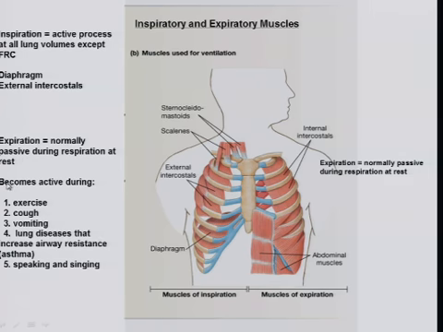So remember, there are different ways that we become active when we exercise. Coughing causes active expiration, as does vomiting. Lung diseases, that's what we're going to talk about primarily. They increase airway resistance, such as asthma. That'll change your lung volumes and lung functions. Even speaking and singing alter the muscles that you use, the volumes that you use, and frequency.